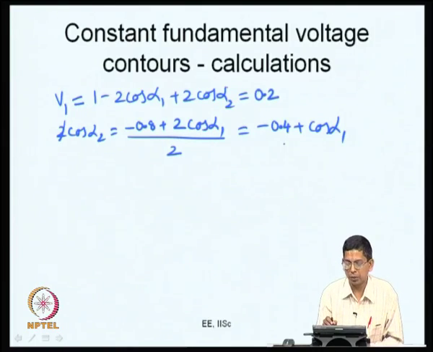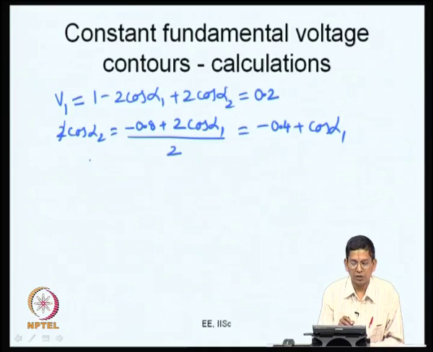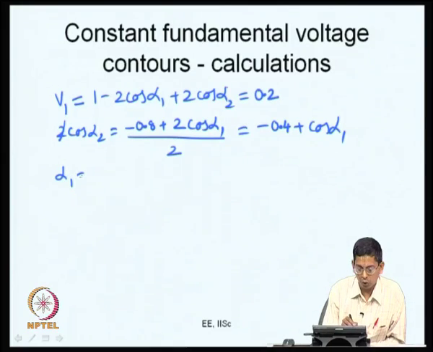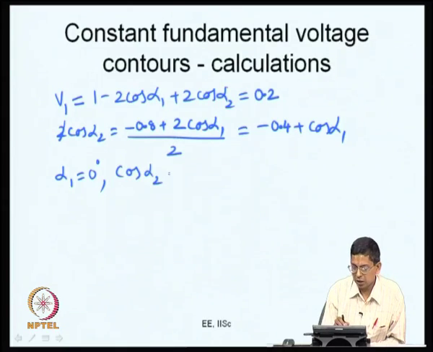So, your cos alpha 2 is minus 4 plus cos alpha 1, and you take the cos inverse of that, to get what you want. So, you plug in different values of alpha 1, you can get the corresponding values of cos alpha 2 and alpha 2, right. So, you can go about doing that. If you do that exercise, you can start with, for example, alpha 1 is equal to 0 degree.